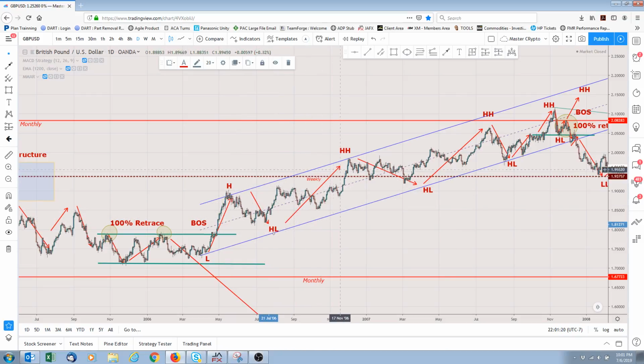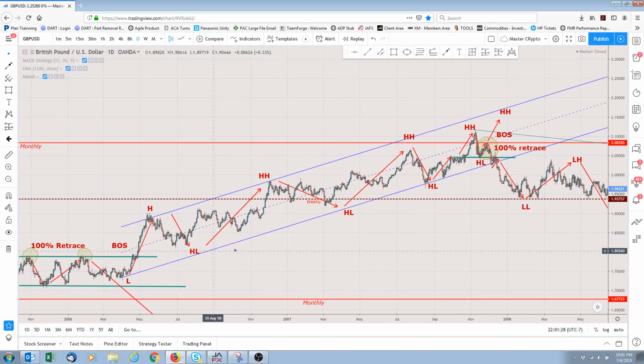Then it shot up to here, made another, we call it a higher high, and then a higher low. So why it's called a higher low is because it's a low, but it's a higher low. This is a higher low than this guy right here. And right here, this is a high, and this is a higher high. So this is what market structure does. It makes a higher low, higher high. So we're going to continue.